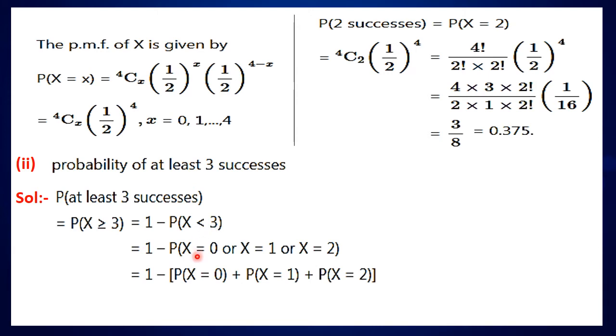And less than 3 means x can be equal to 0, x equal to 1 or x equal to 2. And we can add these terms. So 1 minus, P of x equal to 0 plus P of x equal to 1 plus P of x equal to 2.